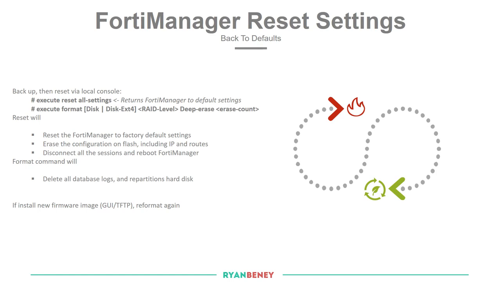The way we would do this is there are 2 commands. To reset, we would use the execute reset all settings, which will return the FortiManager back to its default settings. It's important when you perform these changes that you actually plug directly into the local console. You do not remote in, because obviously if you were to remote in and make these changes, you would lose connectivity. Performing the execute reset all-settings command will reset the FortiManager back to its default settings, erase the configuration on the flash, including the IPs and routes, disconnect all sessions and reboot the FortiManager. Essentially, this is a factory restore.